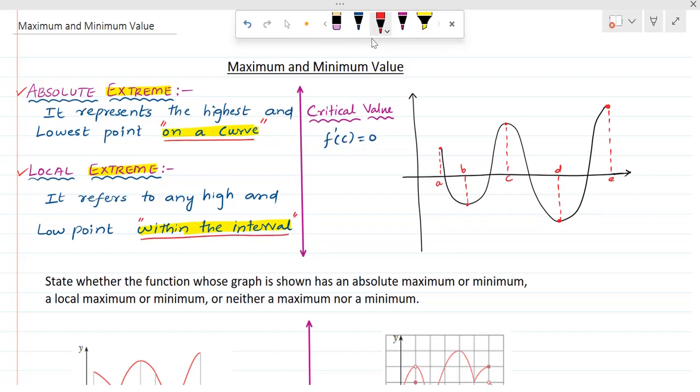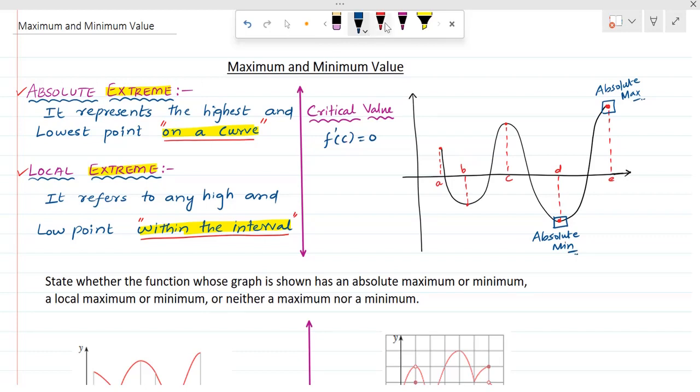We will have a graph, with the points A, B, C, D and E. I have to see what is the highest point on the curve. This is the highest point of the curve, which is my absolute maximum. And what is the lowest point of the graph? This is the lowest point. We say absolute minimum point.